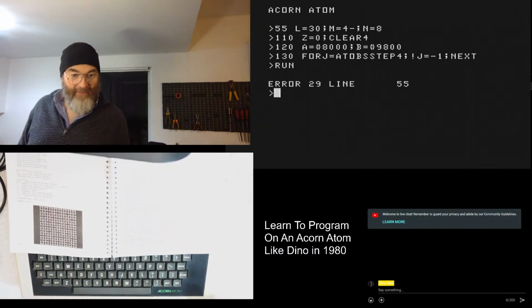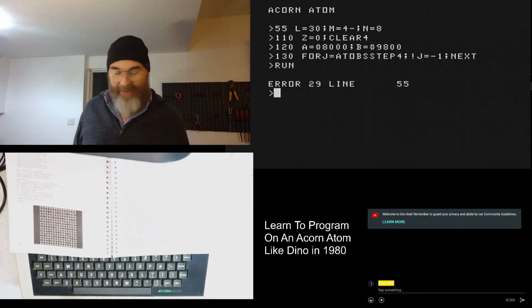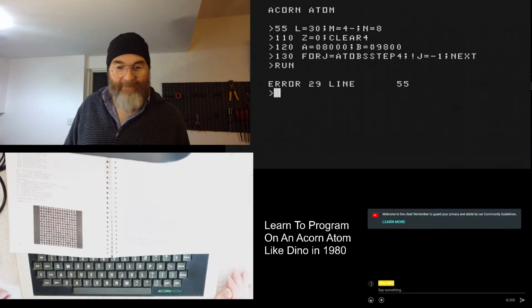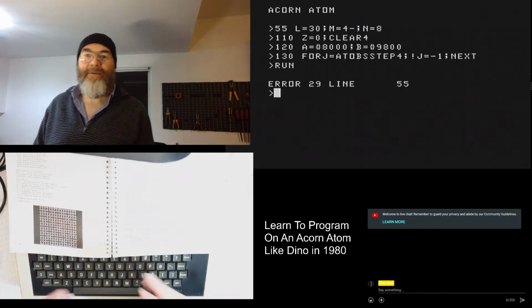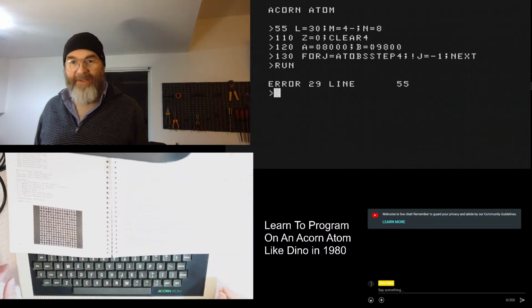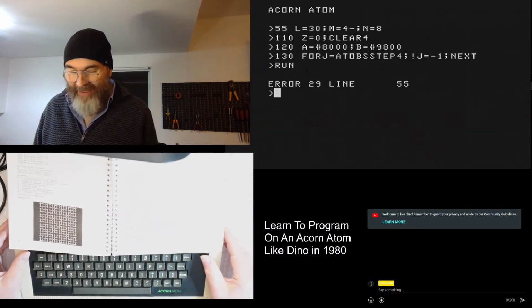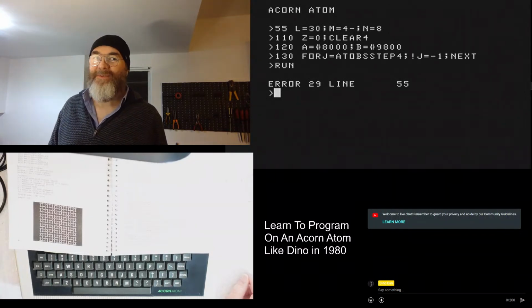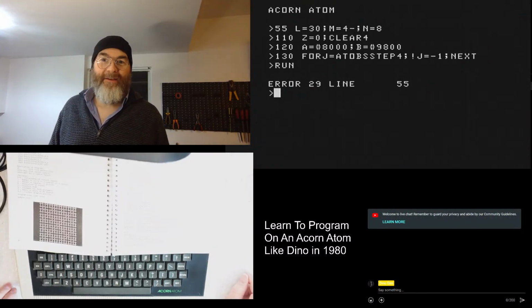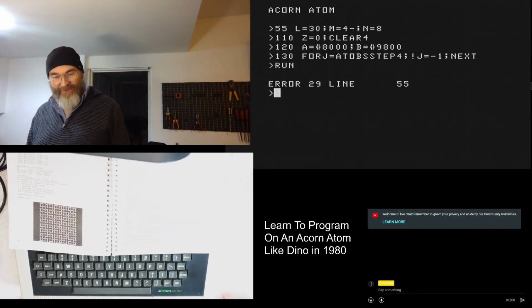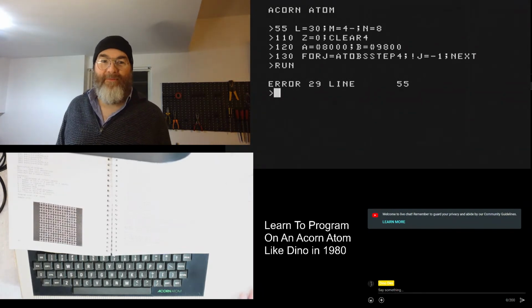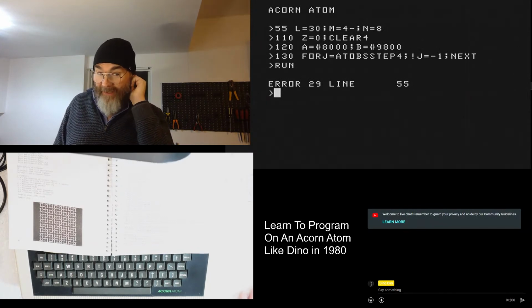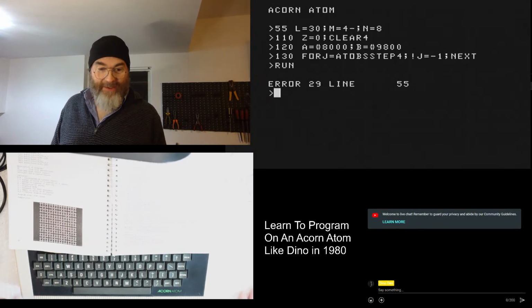Error, line 55. Why? What's wrong with line 55? So in line 55, m equals 4 minus. It should be 40. So now comes the wonderful editing facilities of the Acorn Atom. Funny thing is, I've started using it again, and I actually like it. But I'm not sure whether it's nostalgia or not. You see, I want to redo line 55, so I could just type in line 55. But why do that when it's on the screen?